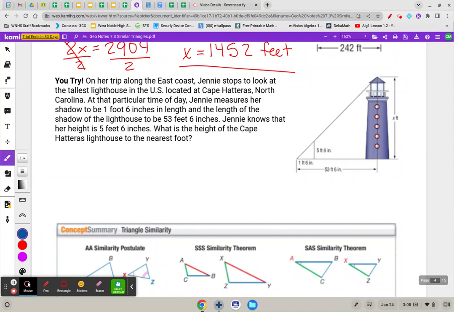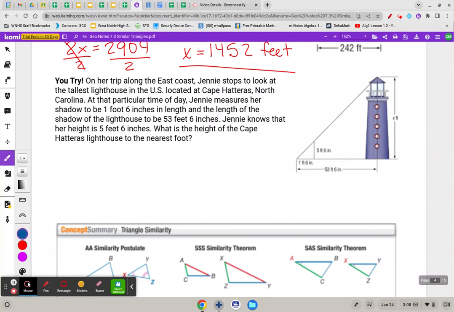All right, hopefully you paused the video. On her trip along the East Coast, Jenny stops to look at the tallest lighthouse in the U.S., located at Cape Hatteras, North Carolina. At that particular time of day, Jenny measures her shadow to be 1 foot 6 inches in length, and the length of the shadow of the lighthouse to be 53 feet 6 inches. Jenny knows that her height is 5 feet 6 inches. What is the height of the Cape Hatteras lighthouse to the nearest foot?